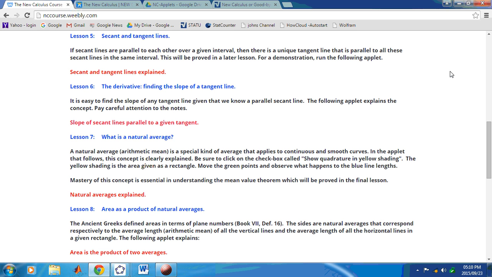And we noted that for all those parallel secants, the tangent line is related through an auxiliary equation, which we did not discuss in detail because we will discuss that at a later stage. In this lesson we will see how to find the slope of tangent lines. Let's begin with the first applet.